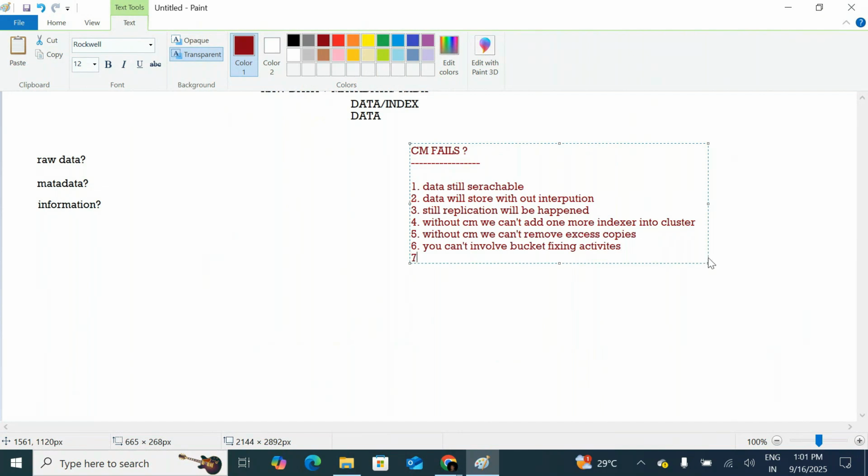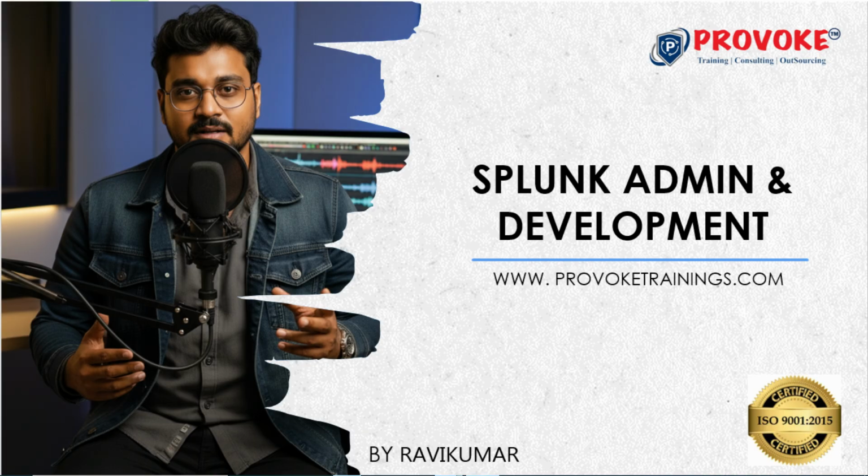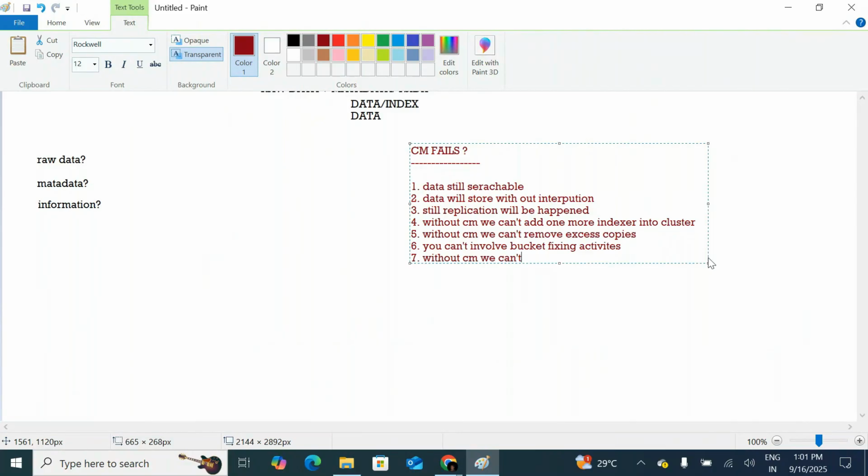Next, the last very important point. Without CM, we can't manage new configurations to the indexer peer nodes in the cluster.